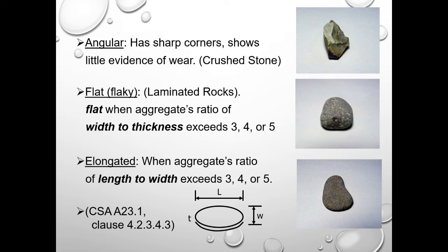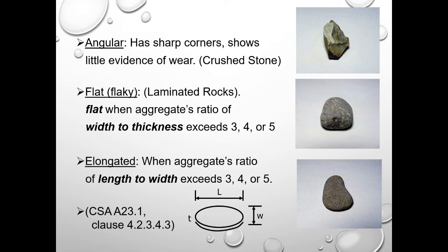Some deposits, the aggregate may be flaky or flat, as you can see in the photo, and typical of rocks that are laminated. We consider it flat when the aggregate's ratio of width to thickness exceeds 3, 4, or 5. So in other words, there's a dimensional ratio between the edges. Elongated, when the length to width ratio exceeds 3, 4, or 5. So flat is width to thickness, elongation is length to width.